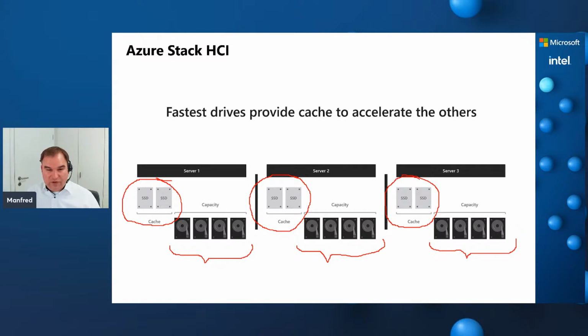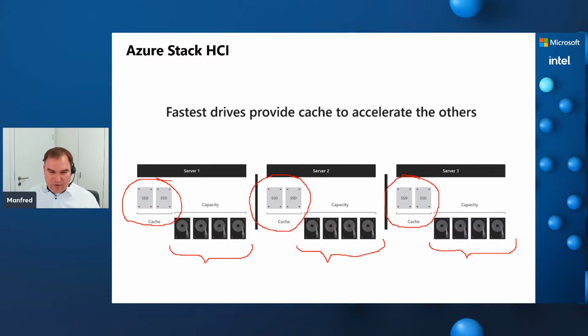We can also run flash-only configurations. We can mix SSDs and NVMEs. It's not possible to work with hard disk drives only. So we have always a piece of cache if we are running traditional hard disk drives. And if we have a flash-only configuration, it depends on our needs. It depends on our configuration if we are working with cache or without cache. So in a flash-only configuration, it's possible to work without cache drives.